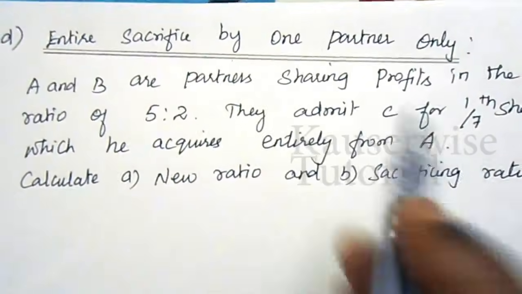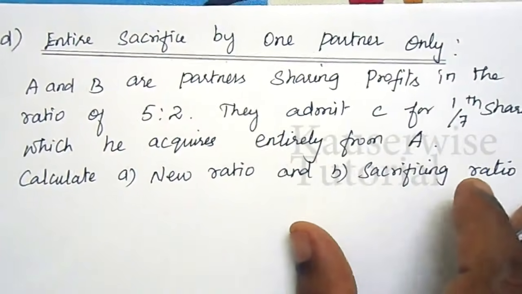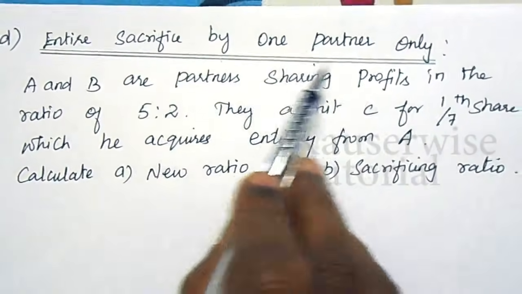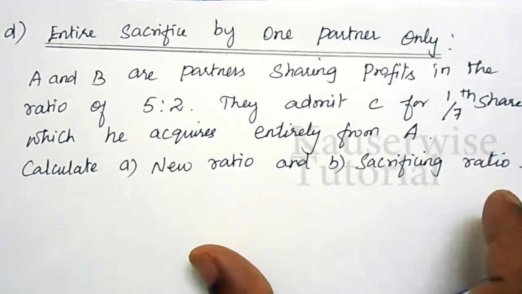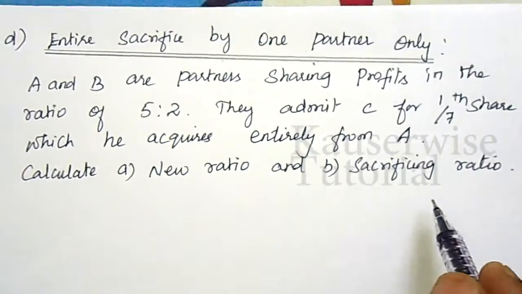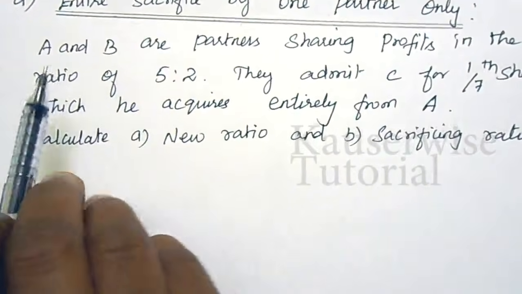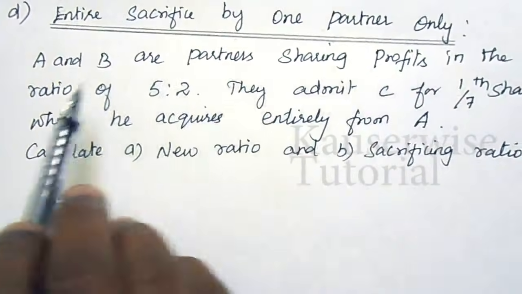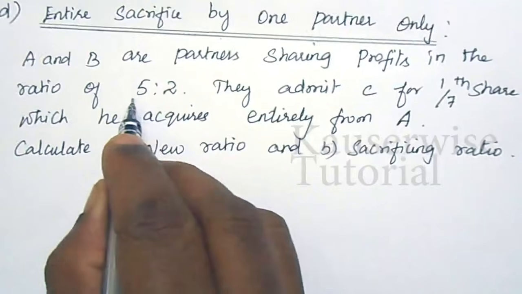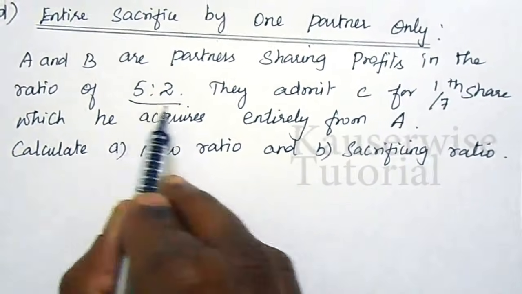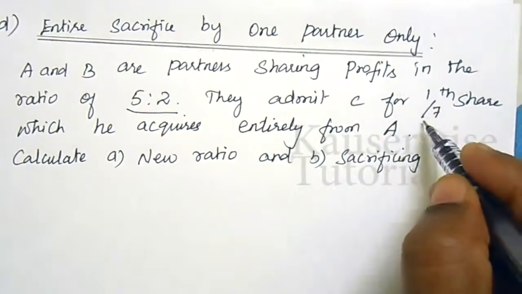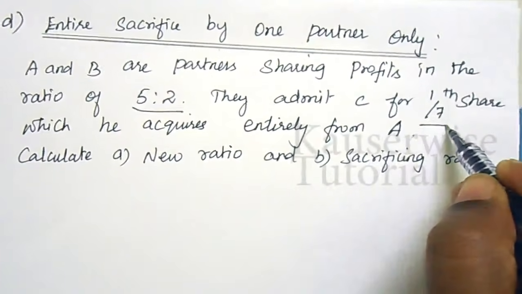Next scenario, the new partner's share is given in the problem itself, but the entire sacrifice is by only one partner. In this case, how are we going to calculate new ratio and sacrifice ratio? Look at this problem. A and B are partners sharing profits in the ratio of 5:2. So old ratio is 5:2. They admit C for 1/7 share. So the incoming partner share is 1/7.